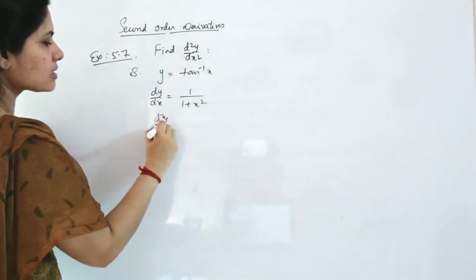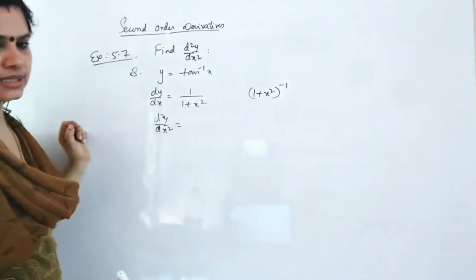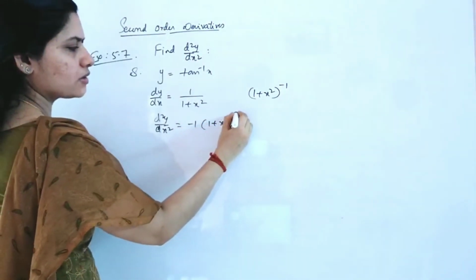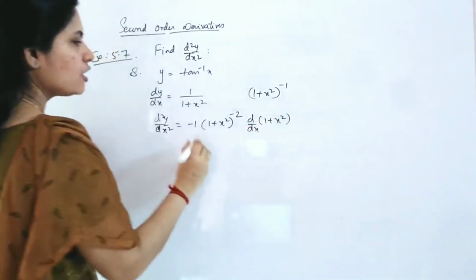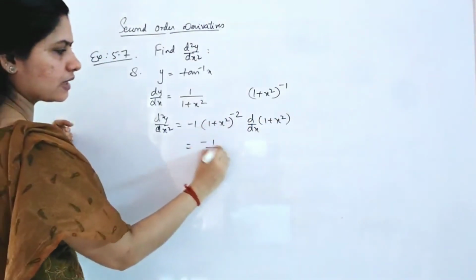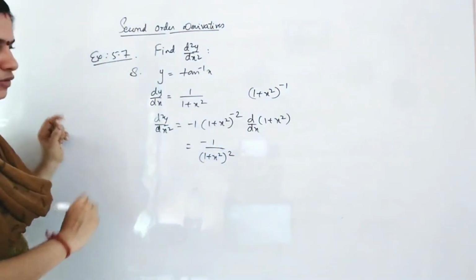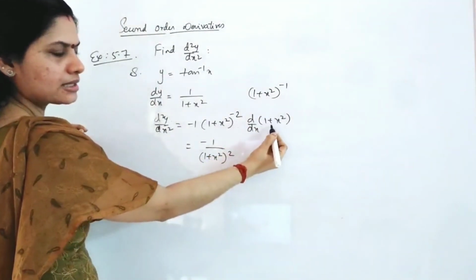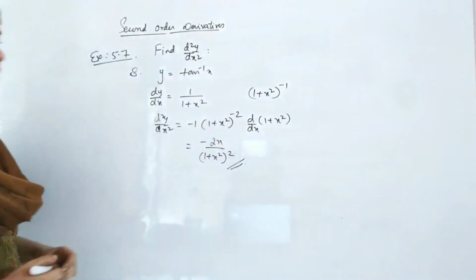So d square y by dx square will be what? See, the meaning of this is 1 plus x square the whole raised to minus 1, right? So for that you will write minus 1 into 1 plus x square the whole raised to minus 1 minus 1, that is minus 2, into the derivative of 1 plus x square, right? Normally what you get for 1 by x, that's what you are getting here. Here you will have minus 1 by 1 plus x square the whole square. So for 1 by x also you write like this, minus 1 by x square. But the thing is, since it is not x, its derivative will also come. That is 1 plus x square's derivative is 2x. So that will be your answer. Okay.